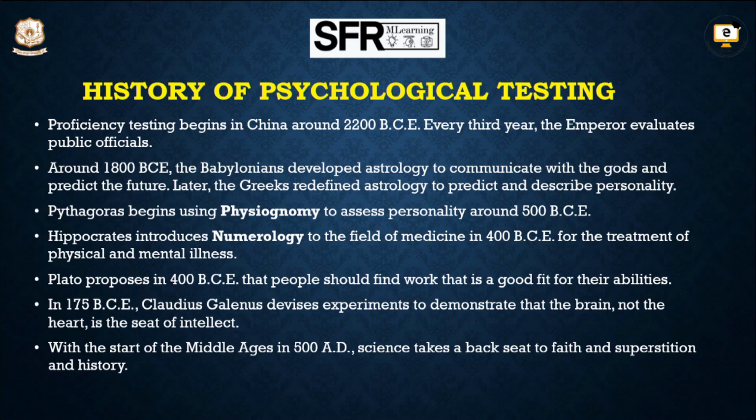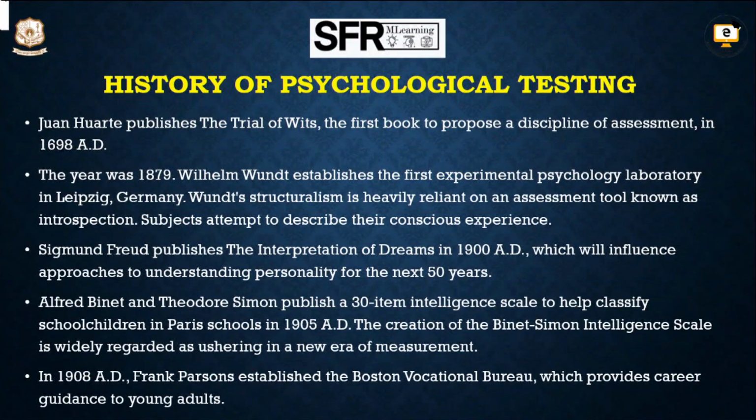The Trials of Wits, in 1698, was given by John. He spoke about the disciplines of assessment. That was the first book which spoke about assessment. And phrenology is a concept where we can understand individual behavior and personality through the shapes and contours of the brain, through the brain structure to the skull structure of the individual. This study focused on studying human ability and qualities.